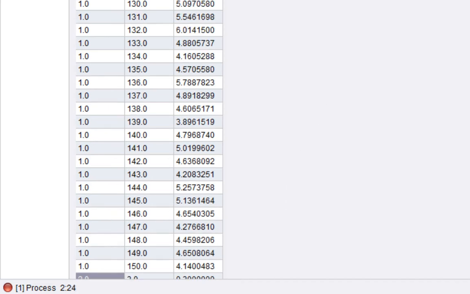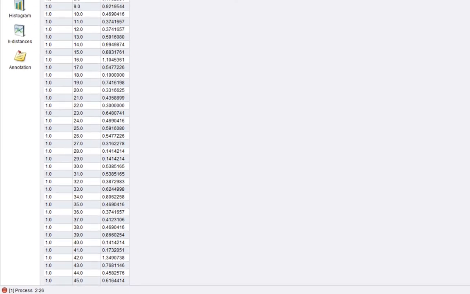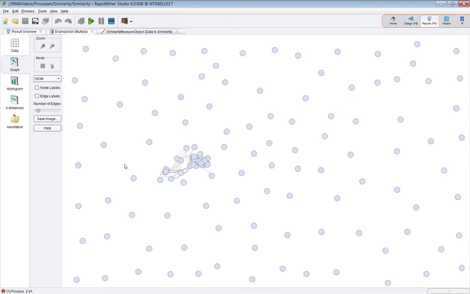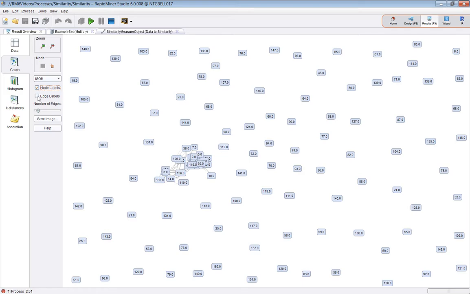It's a bit like an example set. So you can do this. You can sort by distance. You can see the closest and furthest away and that sort of thing. Now, because it's a similarity measure object, there are certain graphs here that appear. Let's look at this one here called, helpfully, graph. Now, this is a way of visualizing each of the examples. Now, you can choose different types of graph here, and you can label the points, and you can label the edges.